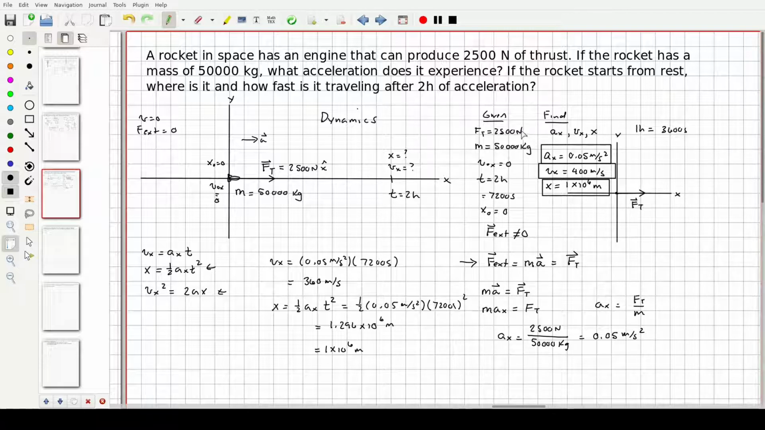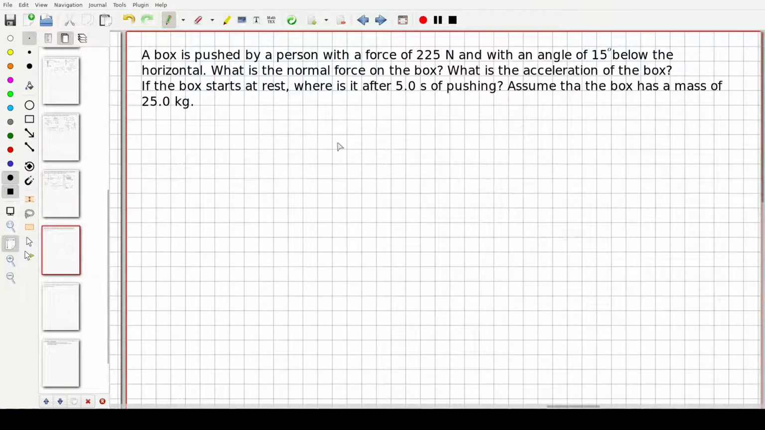Okay, so let's do another example. A box is pushed by a person with a force of 225 newtons and with an angle of 15 degrees below the horizontal. What is the normal force on the box? What is the acceleration of the box? If the box starts at rest, where is it after 5 seconds of pushing? Assume that the box has a mass of 25.0 kilograms. So, once again, we start with a picture.